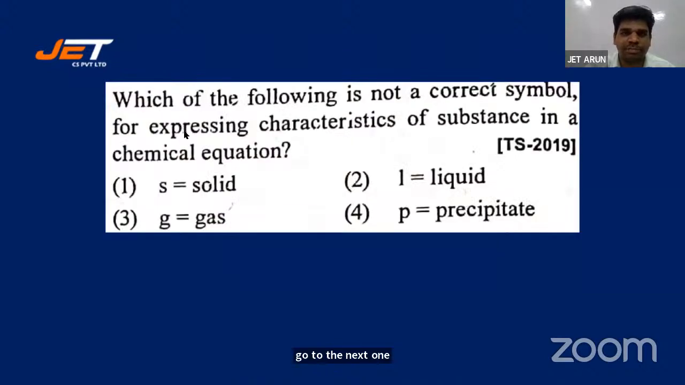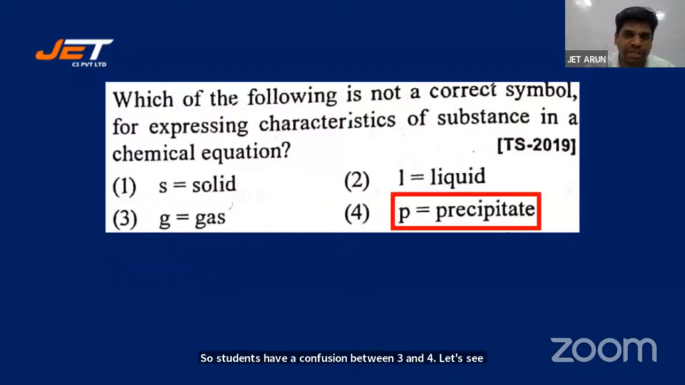Which of the following is not a correct symbol for expressing characteristics of a substance in a chemical equation? S for solid, L for liquid, G for gas, P for precipitate. Rishikesh says 3, Raji says 4, Bhavesh says 4, Chintu says 4, Sharat Chandra says 3, Charan says 4, Rachana says 4, Aishwari says 3. So students have a confusion between 3 and 4. Let's see the answer, students.